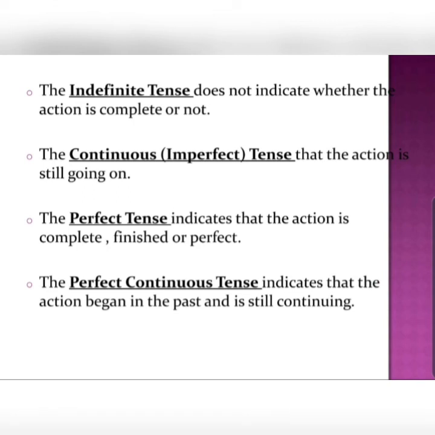The continuous tense shows that the action is still going on. The perfect tenses, they indicate that the action is complete, finished. Okay, and the perfect continuous, this indicates that the action began in the past and is still continuing. So that way we'll take up examples and then you'll understand it better.